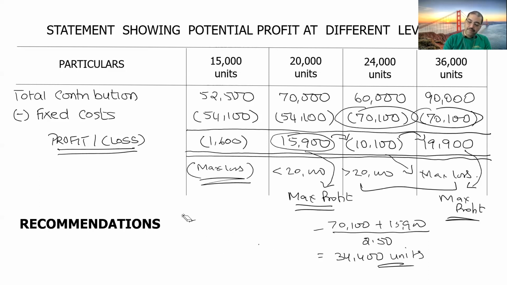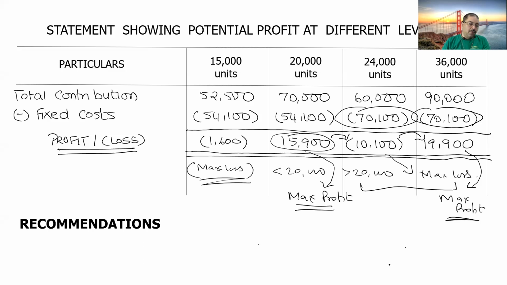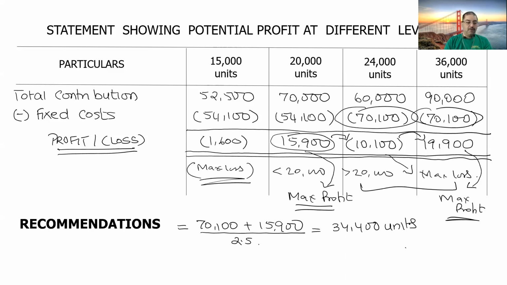Alternatively, at higher level of sales, quantity required to be produced equals 70,100 plus 15,900 divided by 2.5. That is equal to 34,400 units.